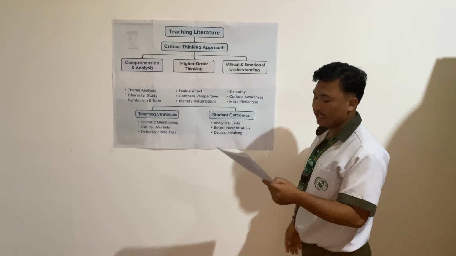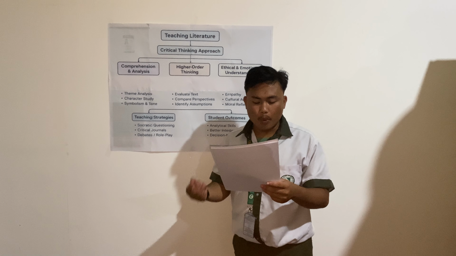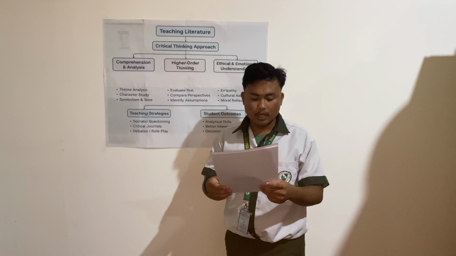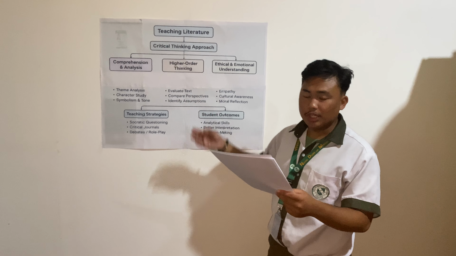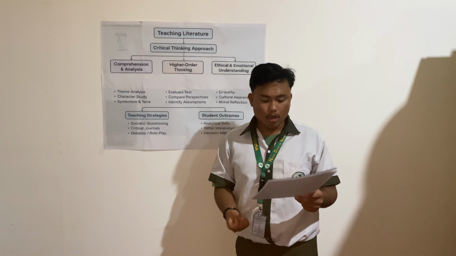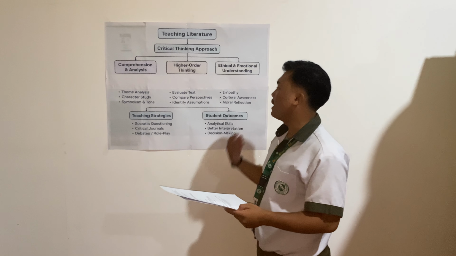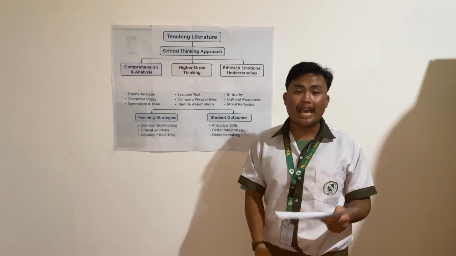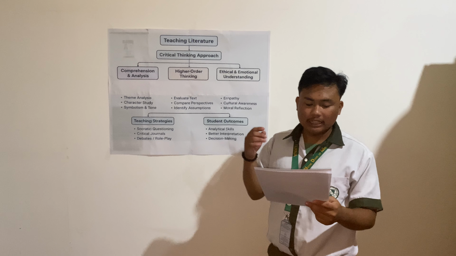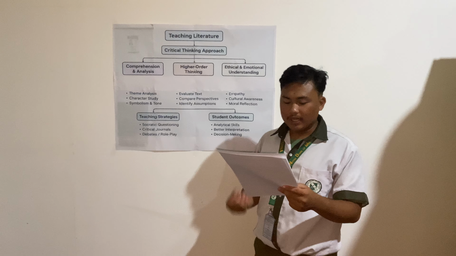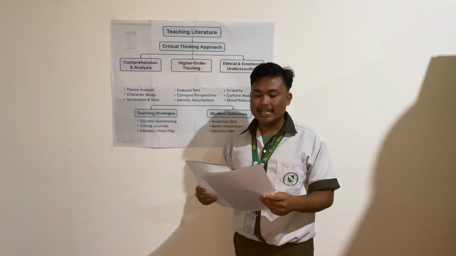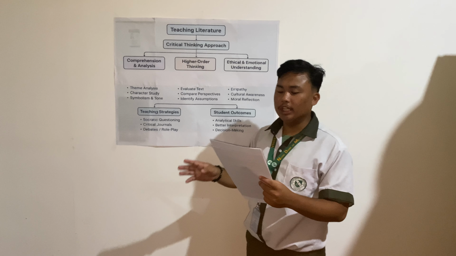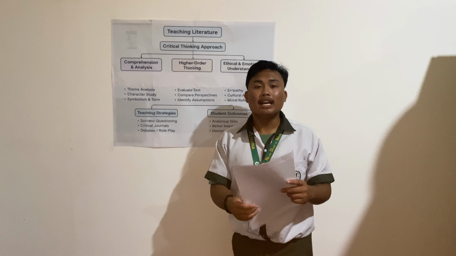For higher order thinking, this involves going beyond basic comprehension. Students must think critically and logically. For evaluate text, judging the quality, intentions, or impact of the text. For compare perspectives, we have examining different viewpoints like characters, authors, and cultures. And lastly, identify assumptions, uncovering hidden beliefs or biases in the text. Here in higher order thinking, students learn to analyze and critique, not just understand.